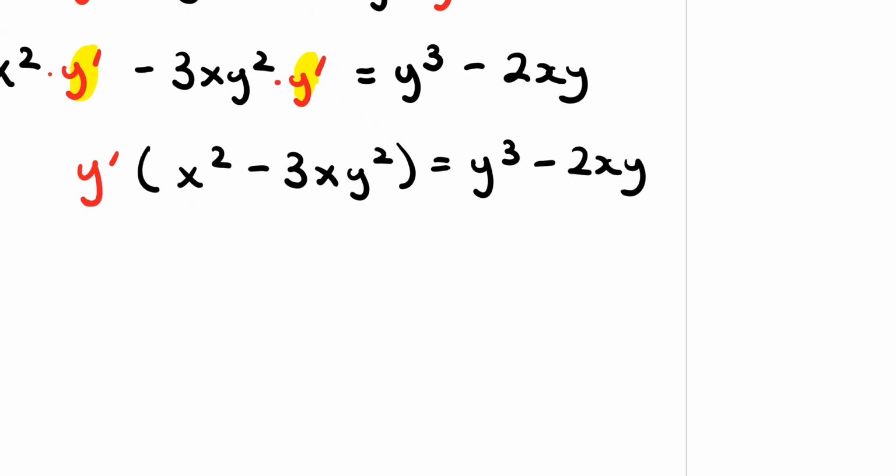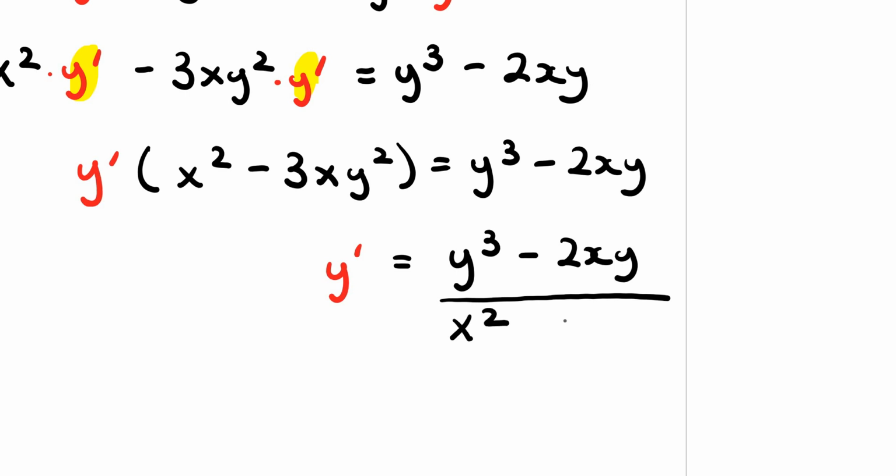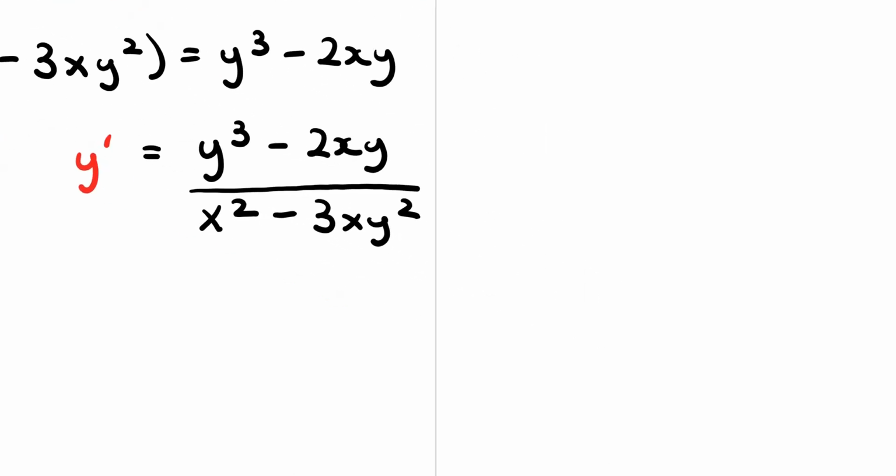And finally, sorry, not finally, but we're about 60% there now. We solve for y prime, which is y cubed minus 2xy all over x squared minus 3xy squared. Okay, so there is my derivative expression there.